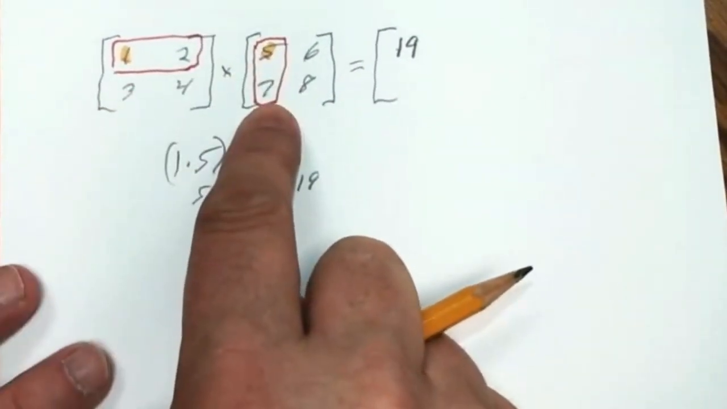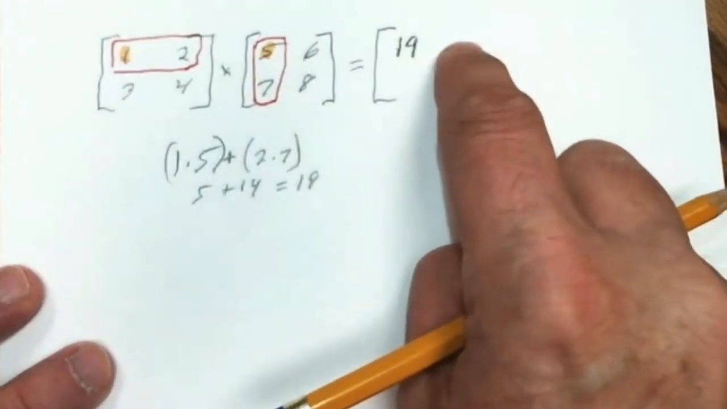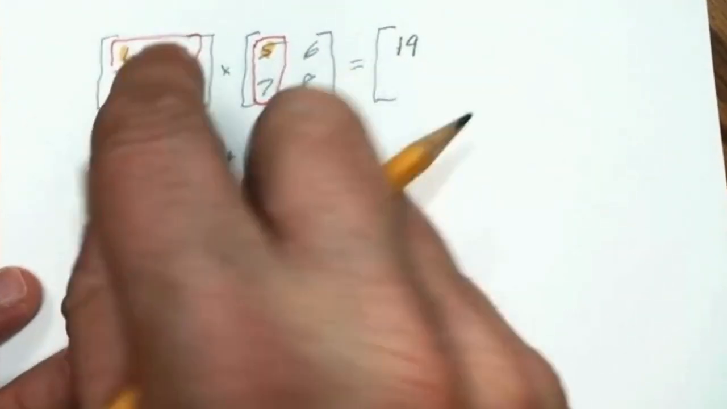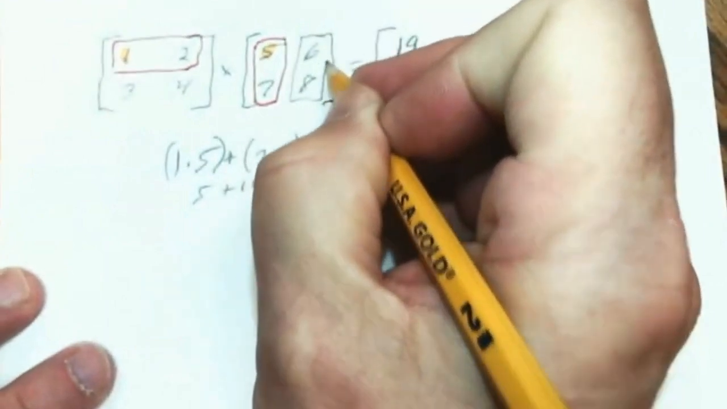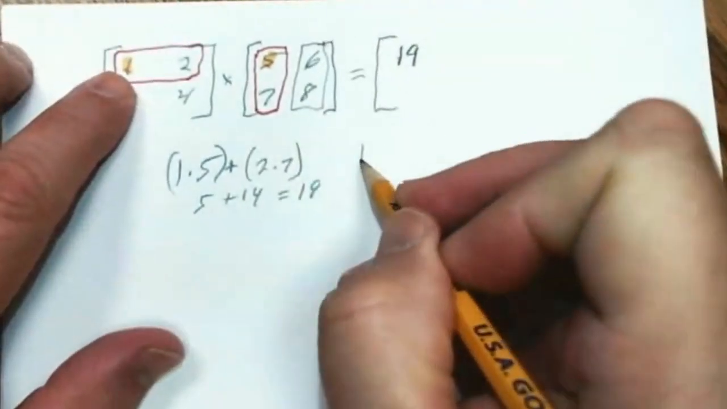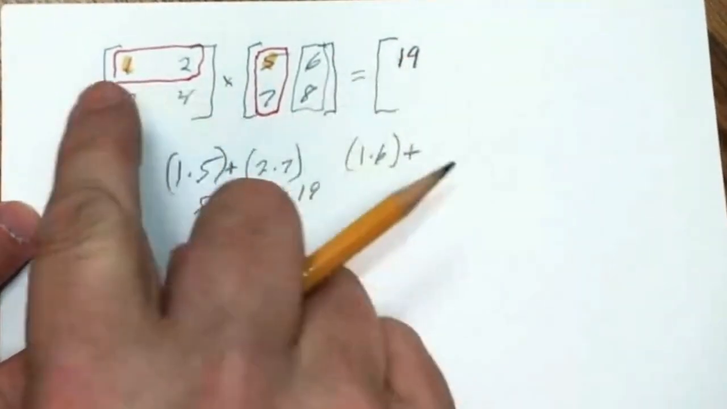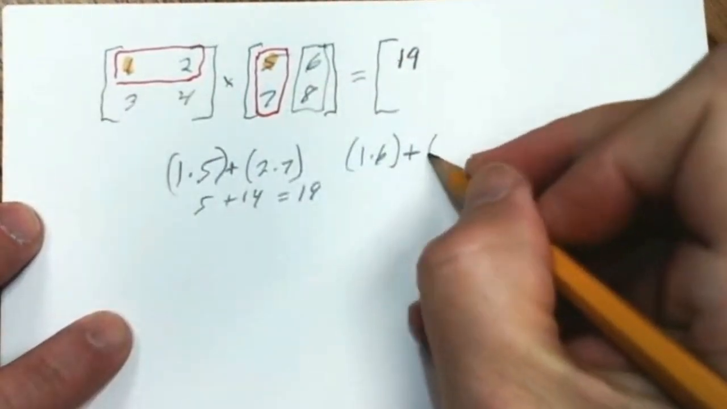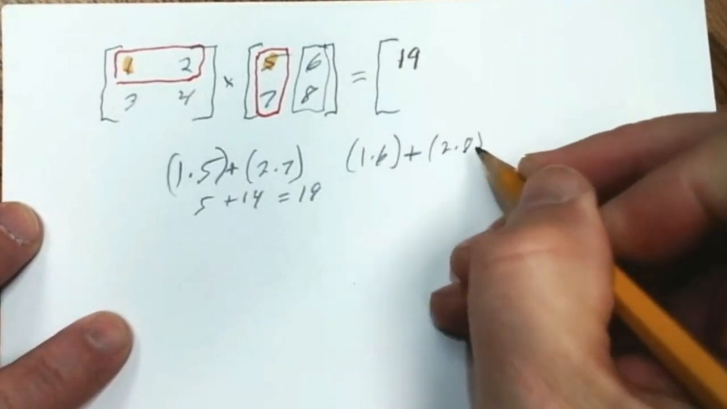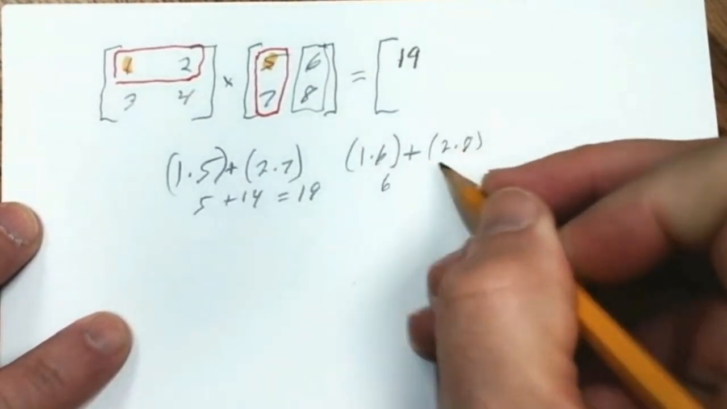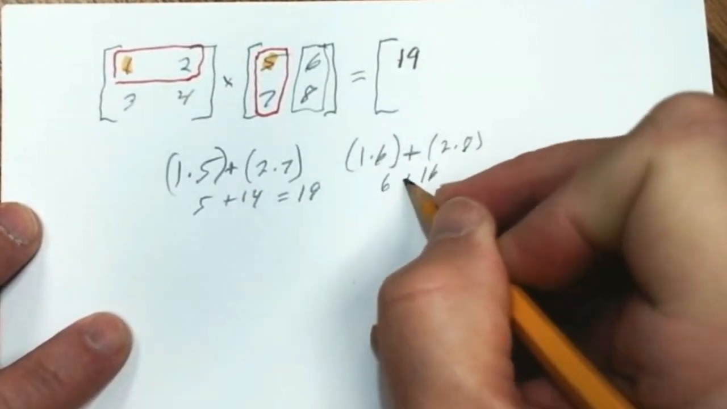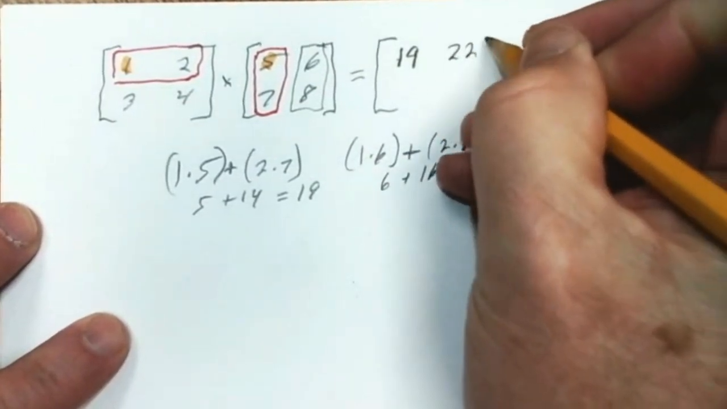column. Now, to get the first row, second column answer, we take the first row times the second column. So we take 1 times 6 and add that to 2 times 8. So 1 times 6 is 6, 2 times 8 is 16. So this is 22.